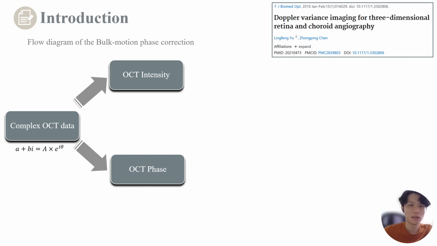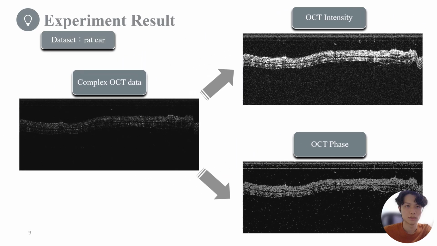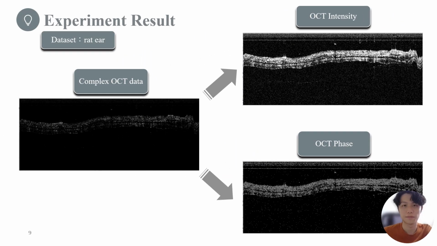So the first step, we convert the OCT data in complex form into the expression A times exponential i times theta form. And then we divide the OCT data into intensity and phase terms. And this is the result of splitting the data into intensity and phase terms. The image data set I'm using here is an image of blood vessels in the mouse.